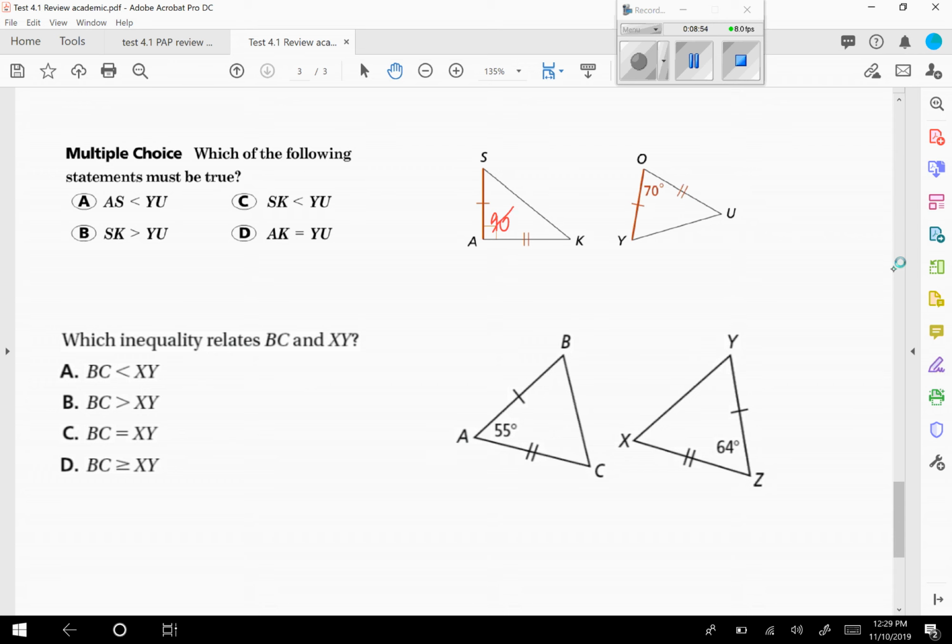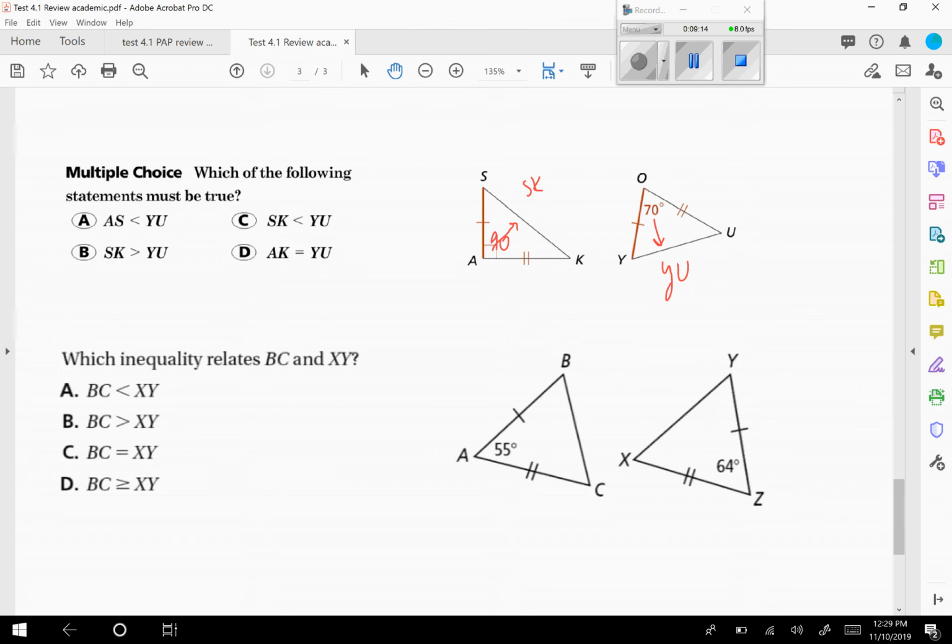So go across here, this one, and we can see these other two sides are equal. So 90, we go across here, that's pointing to SK. And then here's 70, this one's pointing to side YU. And so now we have to decide which one's bigger. So we look at the angles. Who's bigger, 90 or 70? Well, 90 is bigger, so that means that SK is bigger. So SK is bigger than YU. So we go over here and we look, and we're trying to see the alligator's got to eat SK. So which one shows that? B.